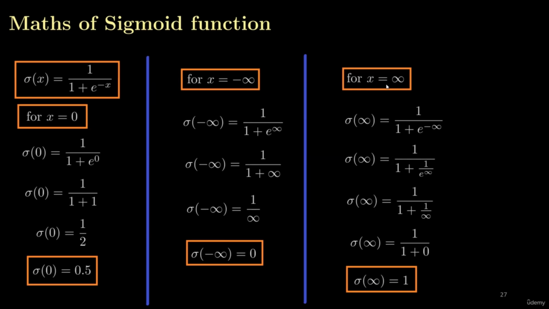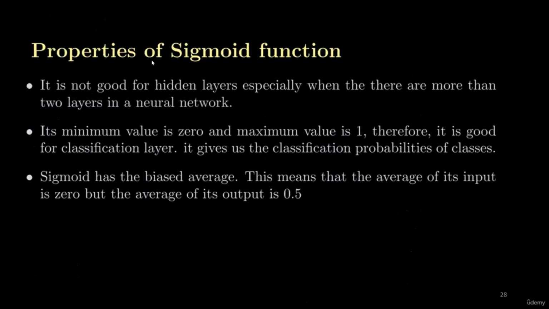Similarly, if we pass a large positive number to the sigmoid function, if we put x equals plus infinity here, we will get minus infinity. Then exponent raised to power minus infinity becomes 1 over exponent infinity. Anything raised to power infinity is infinity, and 1 over infinity is equal to 0. So it will become 1 over 1, which is equal to 1. So we can see that the minimum value of the sigmoid function is 0, the maximum value is 1, and if we pass 0 in the sigmoid function, we will get 0.5. So these are a few properties of the sigmoid function.